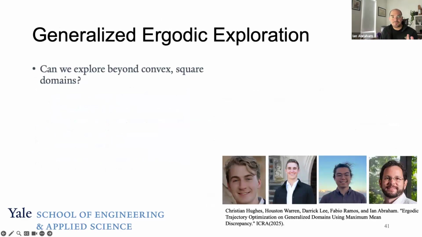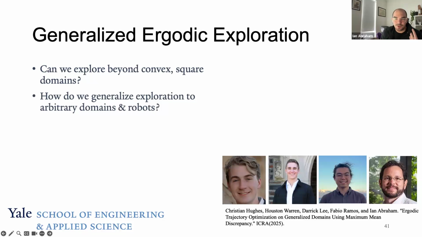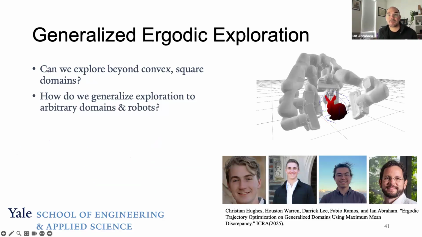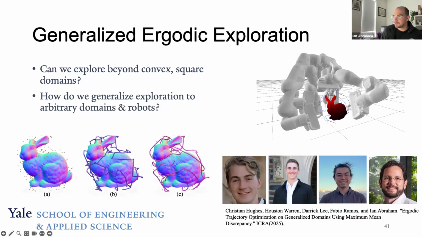So if you noticed, all the problems we've been solving have been on a square and convex domain. That's nice, but robots can go beyond convex. So how do we actually generalize exploration to any arbitrary domain and specifically arbitrary robots? For instance, I want to do inspection of this bunny. How do I exactly generate points or generate a coverage path that will do that? Something like on the bottom left here.